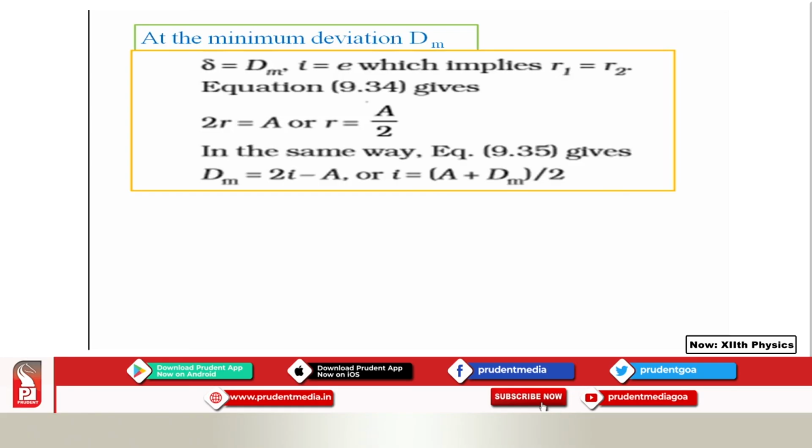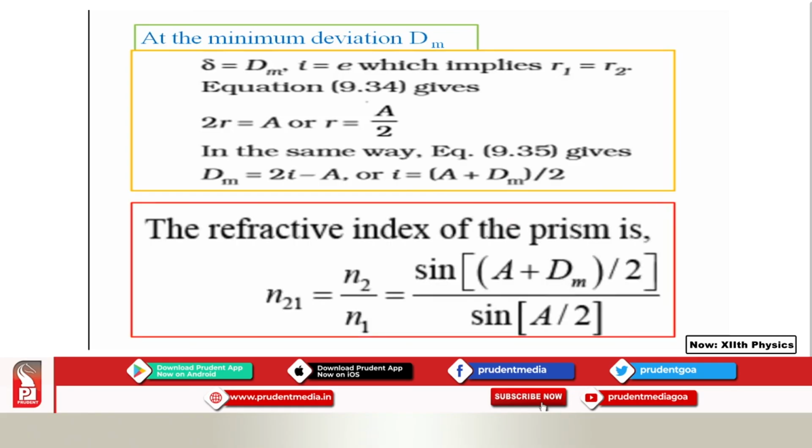We just need to rearrange it, and there you have the refractive index of the prism formula, which is n2 by n1 given as sine of I upon sine of R, which is Snell's law. In place of I I have written this, and in place of R I have written A by 2. So, this is your refractive index for the prism, from Snell's law. A very important equation.